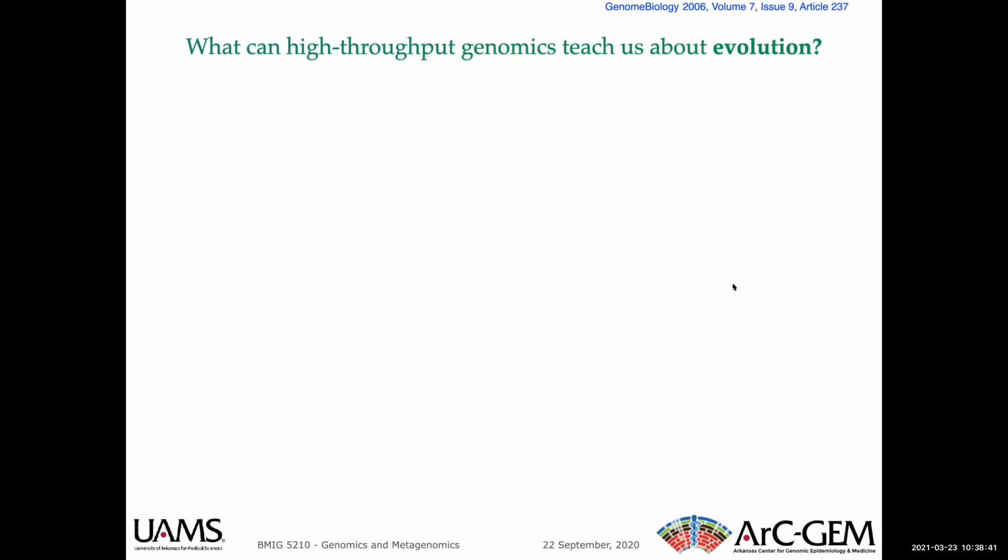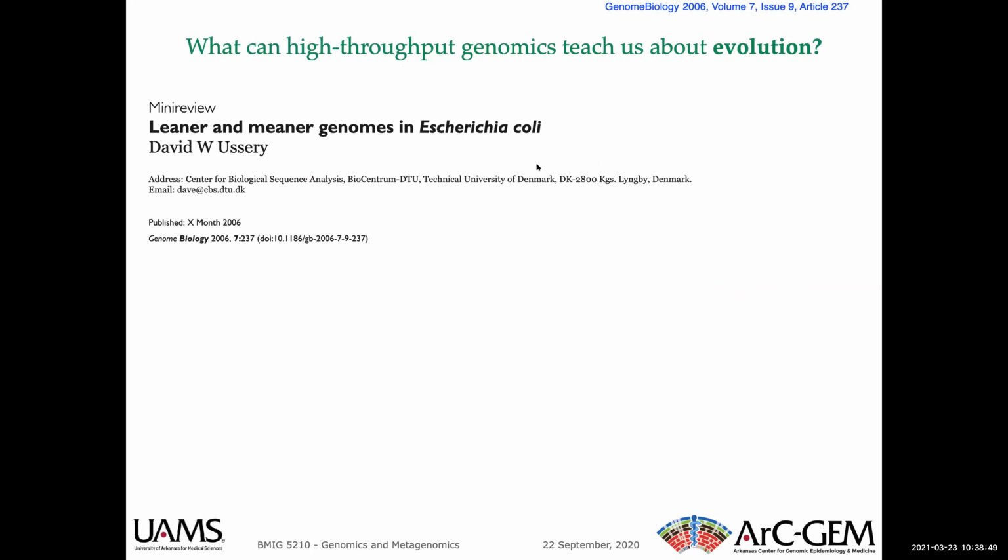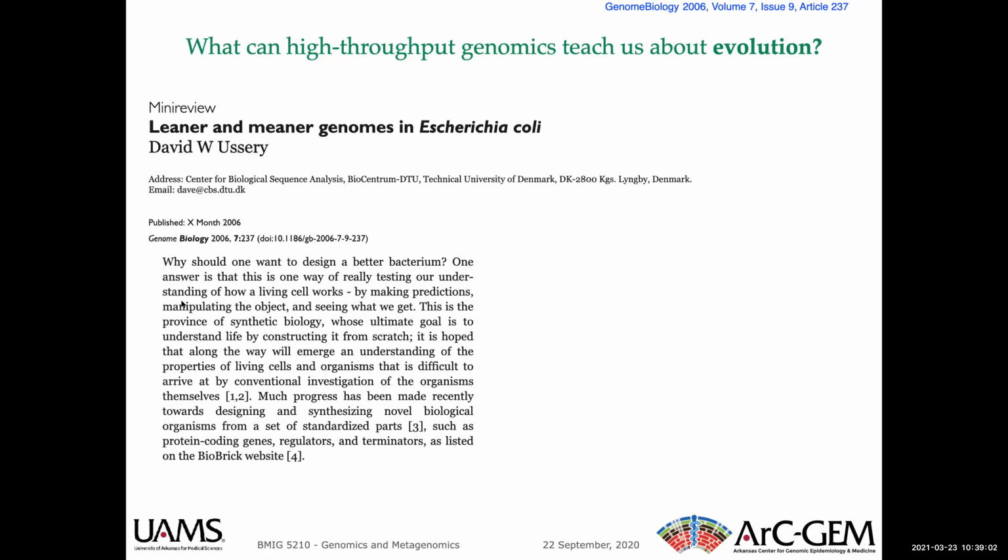So what did we do with these genomes? This is several years ago, but what can high-throughput genomics teach us about evolution? They asked me to write a review article about a paper Fred Blattner had published, where they used synthetic biology to create a new E. coli genome, to reduce E. coli. I started off by asking, why would you want to design a better bacterium? If you really understand how something works, you can make predictions. Synthetic biology is all about understanding life by constructing it. If you really understand it, you should be able to engineer it.